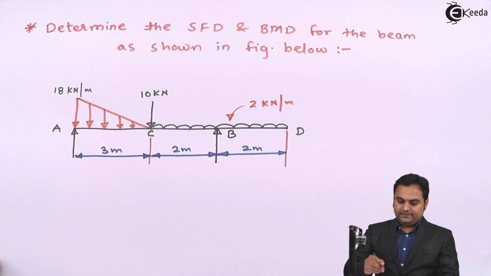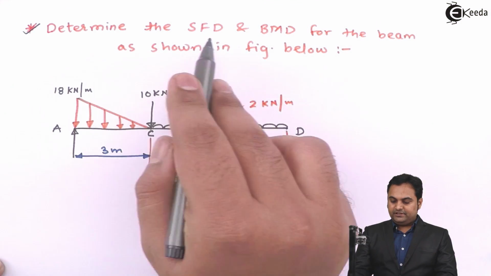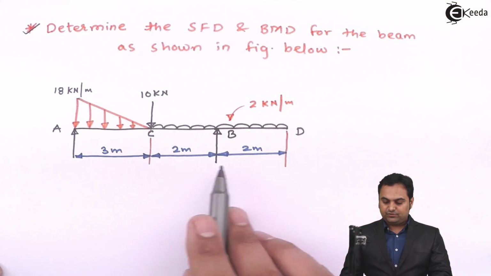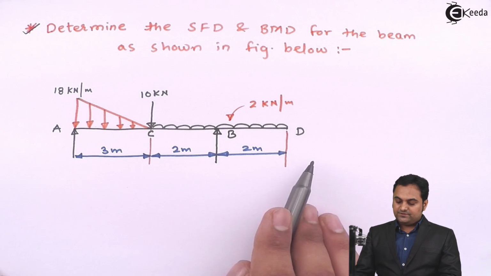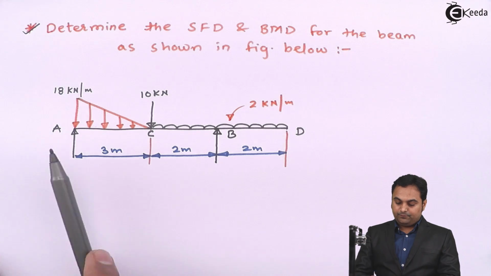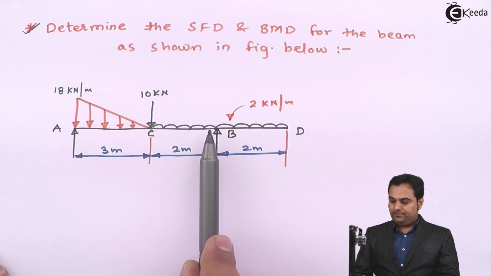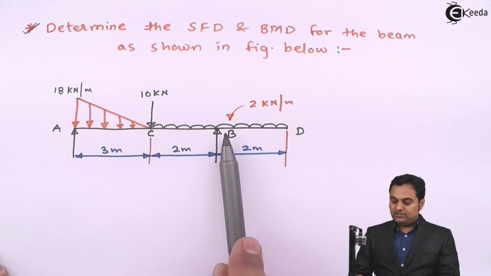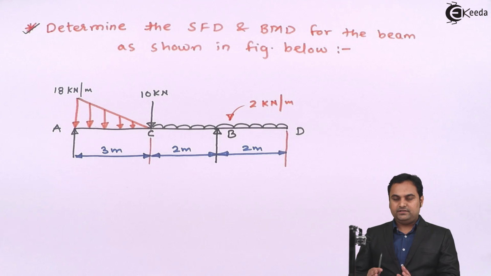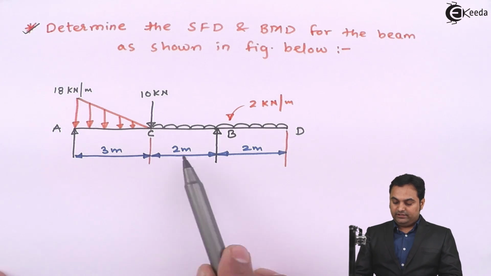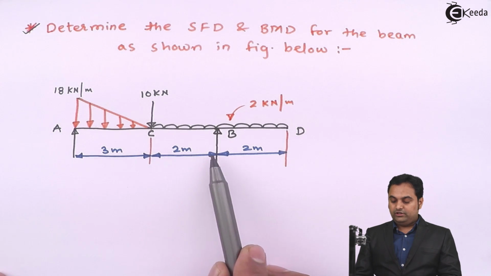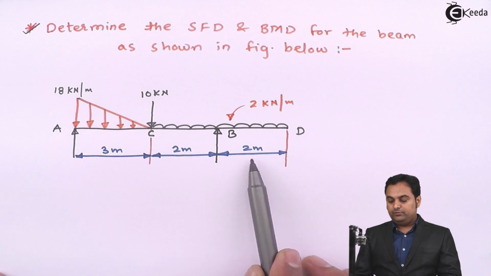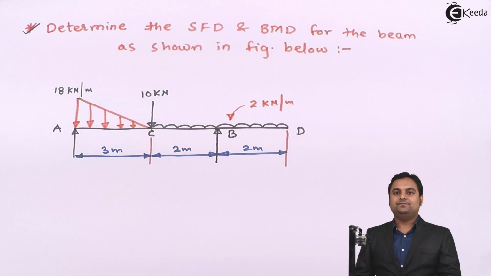Here it is given that determine the SFD and BMD for the beam as shown in figure. This diagram is there in front of us. Now here when I look at this beam, it is supported at point A and at point B. The part BD of this beam is overhanging, means after the support. Since the total length of the beam is 7 meters, it is supported only up to 5 meters. The remaining 2 meter, which is BD, is overhanging.